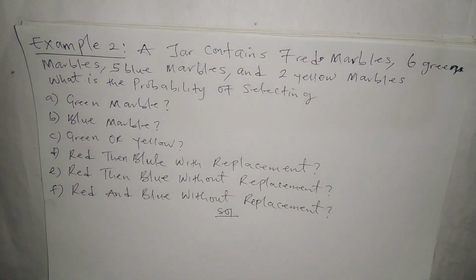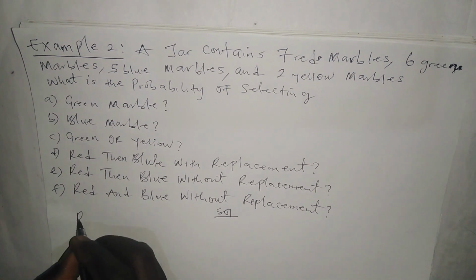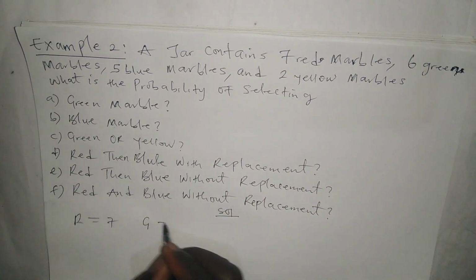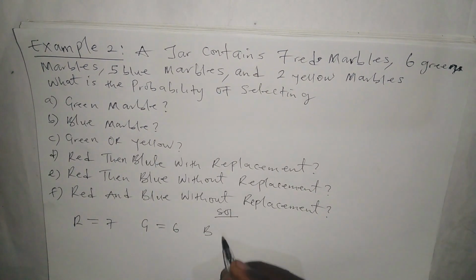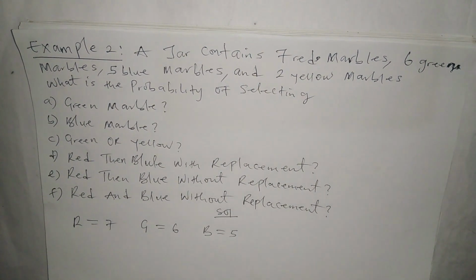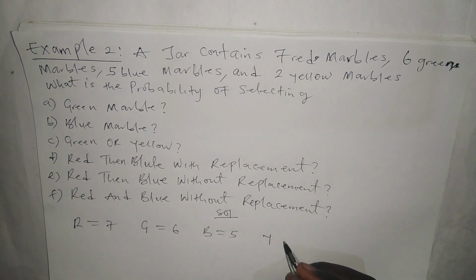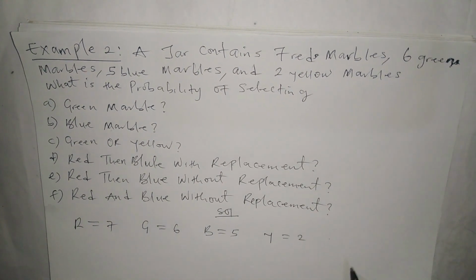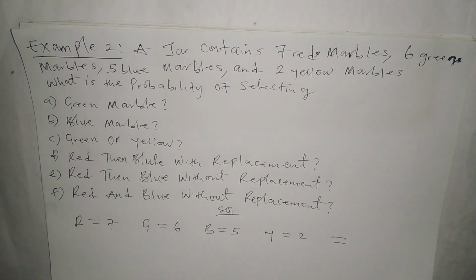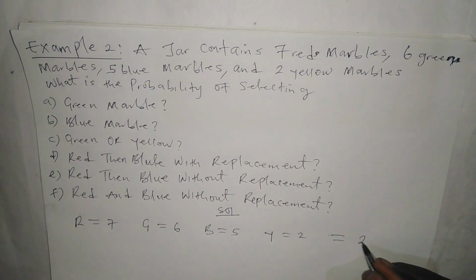Let's put down first the information we have from the question. So from the question, we know that we have 7 red marbles. For green, we have 6 green marbles. For blue, we have 5 blue marbles. And yellow, we have 2 yellow marbles. In total, we have 7 plus 6 plus 5 plus 2. We have 20 marbles in the jar.